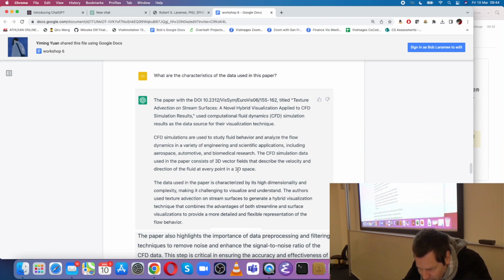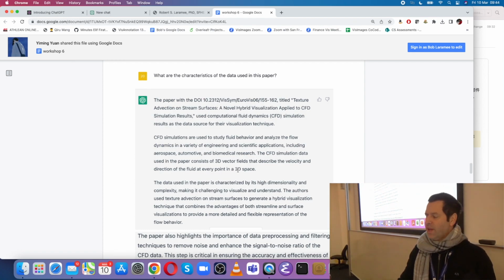The paper uses computational fluid dynamics simulation results as the data source. That is correct. Yes. Yep. Yes, that's correct. There are other correct answers too, like it doesn't have to be this. You could say that the input are stream surfaces. That would also be correct, because that's also true. But the stream surfaces are generated from CFD simulation data.